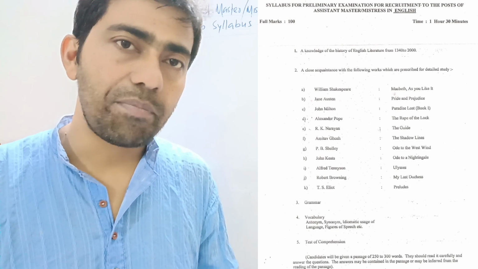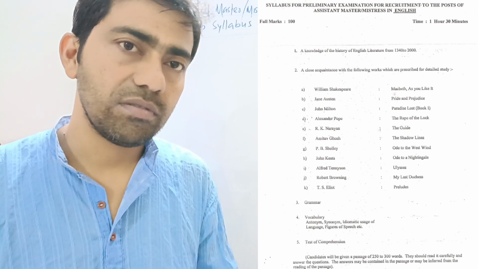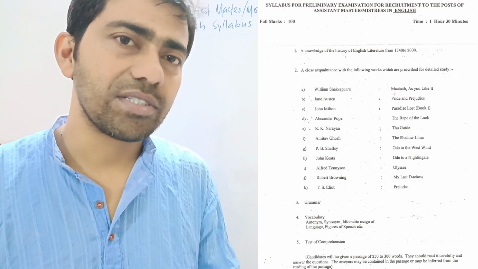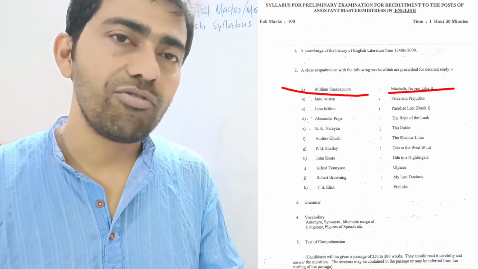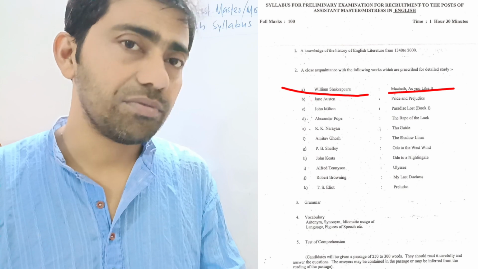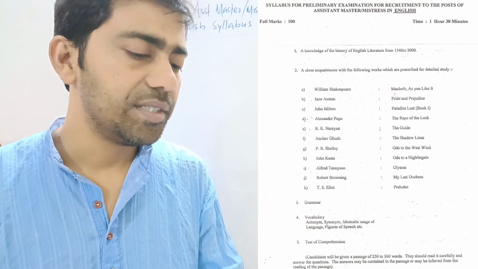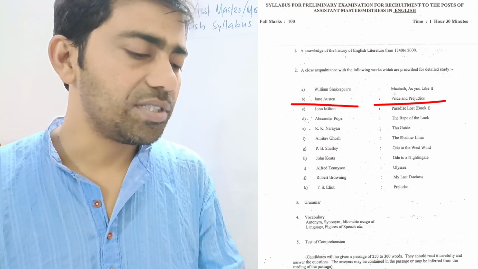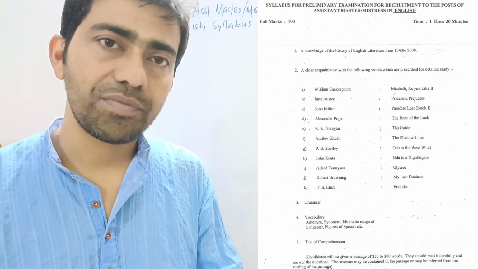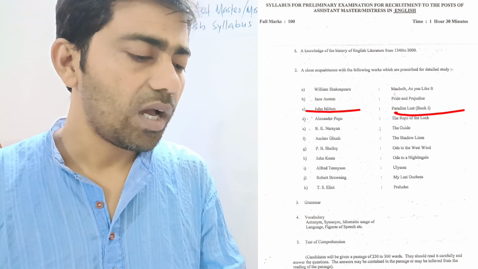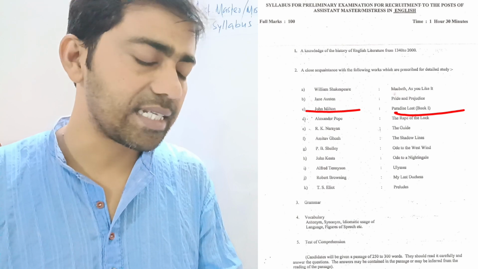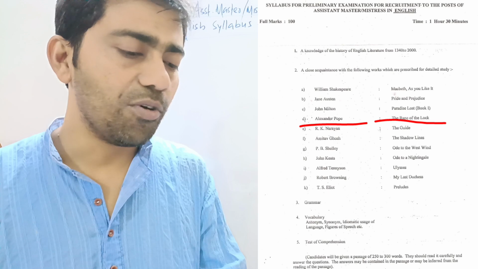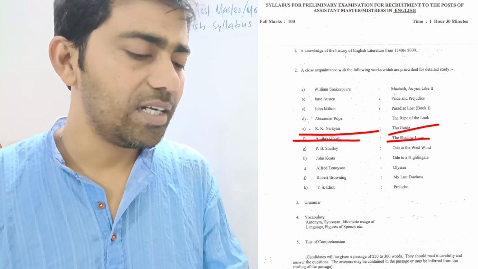As you all know, Macbeth is also prescribed for the PGT syllabus by WBSSC. As You Like It is the new syllabus; you need to learn it, you need to read it. Jane Austen, Pride and Prejudice, also in the SLST syllabus. John Milton, Paradise Lost. Alexander Pope, The Rape of the Lock, also in their SLST syllabus. R.K. Narayan, The Guide, a novel. Amitav Ghosh, The Shadow Lines, most important novel.